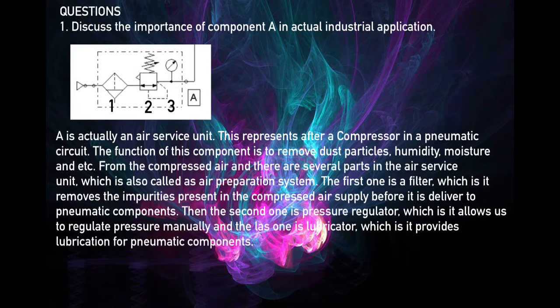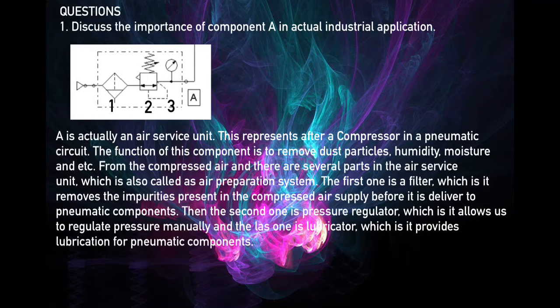Question number 1. Discuss the importance of component A in actual industry application. A is actually an air service unit. This represents the unit after a compressor in a pneumatic circuit. The function of this component is to remove dust particles, humidity, moisture, and ice from the compressed air. There are several parts in the air service unit, which is also called the air preparation system.